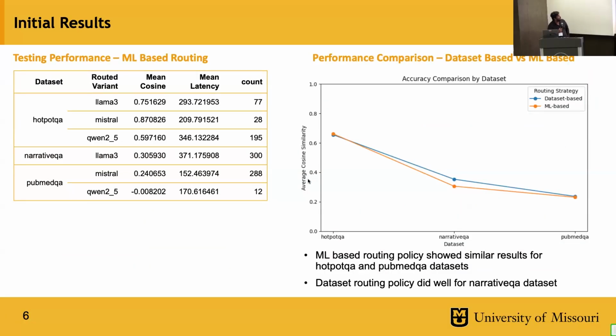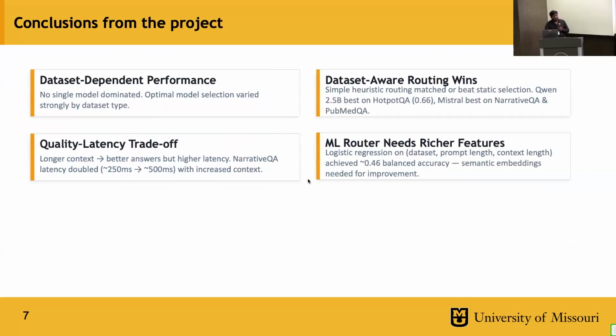as we see, Hotpot QA actually performed well. Now the performance is a little bit increased from the dataset routing. And then for Narrative QA, dataset based routing did well. And on PubMed QA, ML based routing did a little bit worse than the dataset routing, I would say.